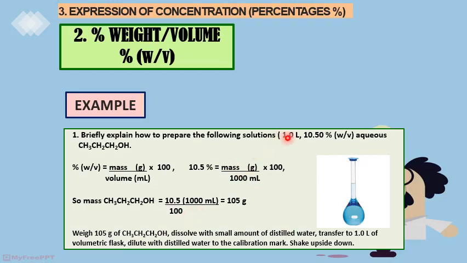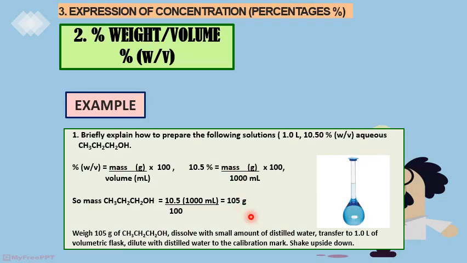So when we want to prepare 1 liter, we must multiply with the volume. So the volume 1 liter is converted into milliliter, so that we will cancel out milliliter and milliliter, because we want to get the mass of the solute. So 10.5 gram over 100 milliliter times 1000 milliliter. So you cancel out the milliliter and milliliter, leaving the answer with gram. So the answer is 105 grams.